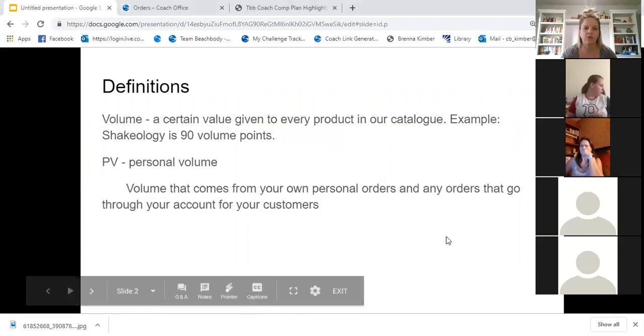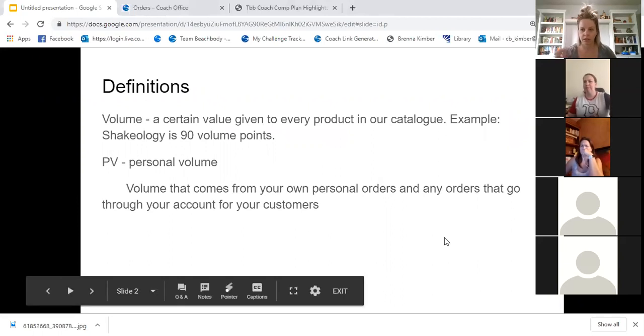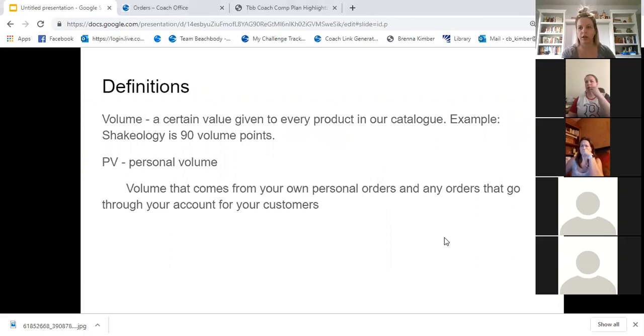First of all, a few definitions. What is volume? Volume is a certain value that's given to every product in our catalog. For example, Shakeology has 90 volume points. Challenge packs, the base packs, have 135. Every single thing that you can possibly sell has a volume value assigned to it.